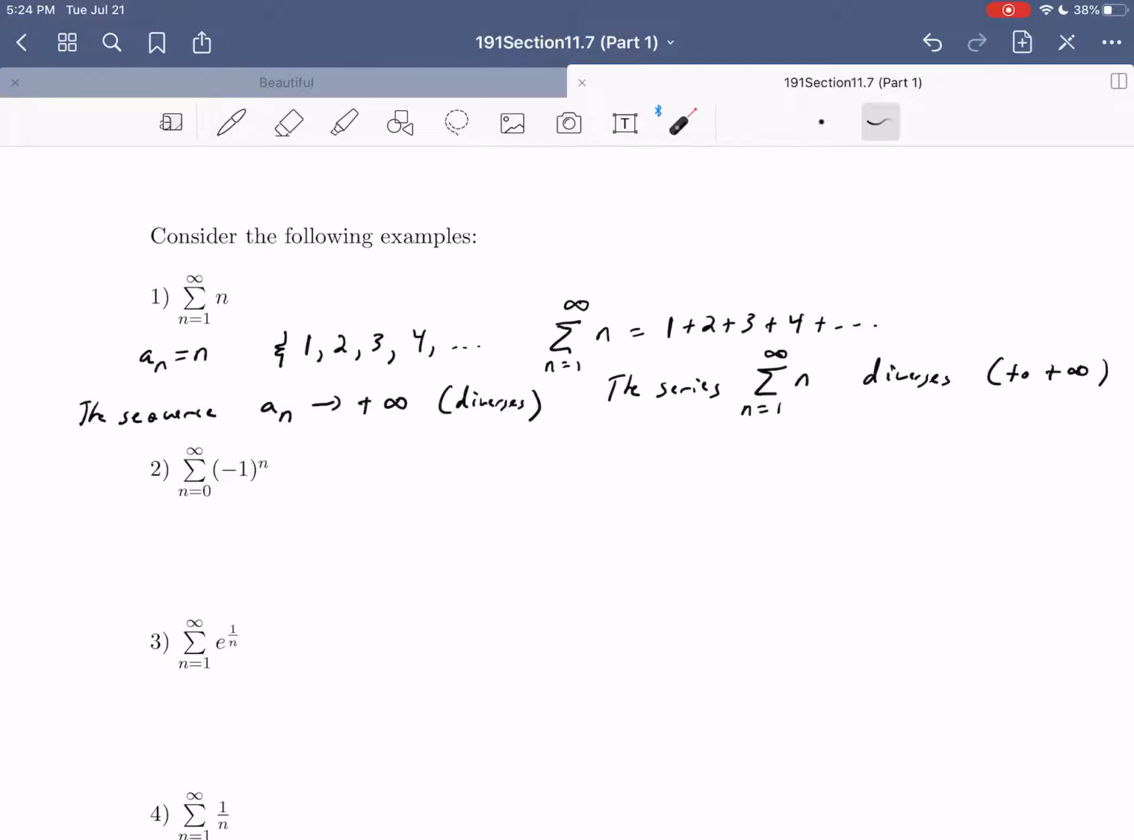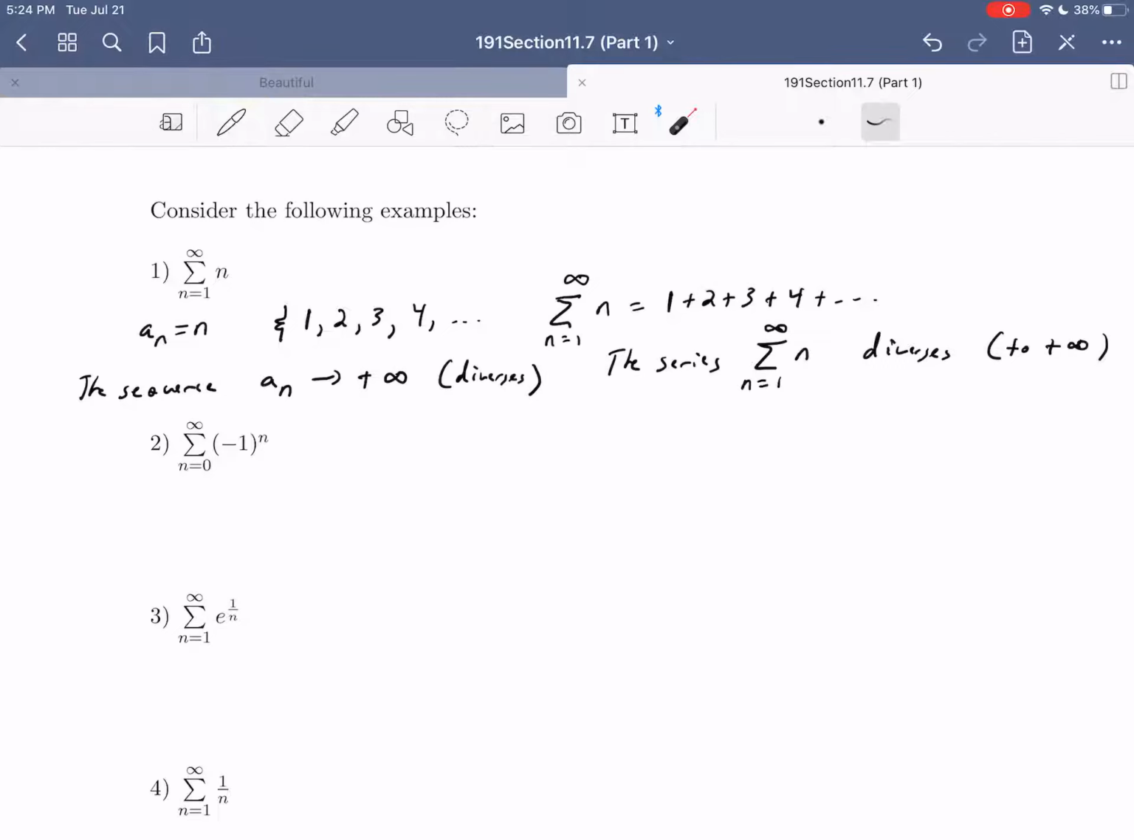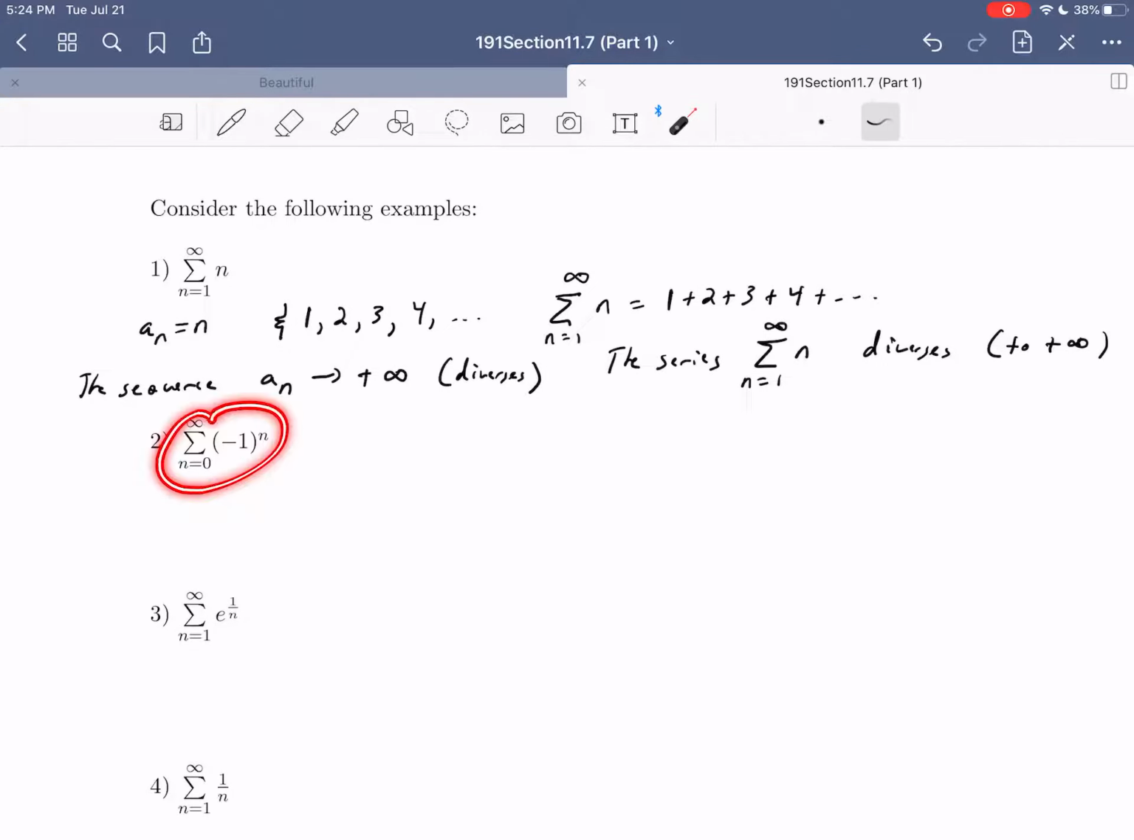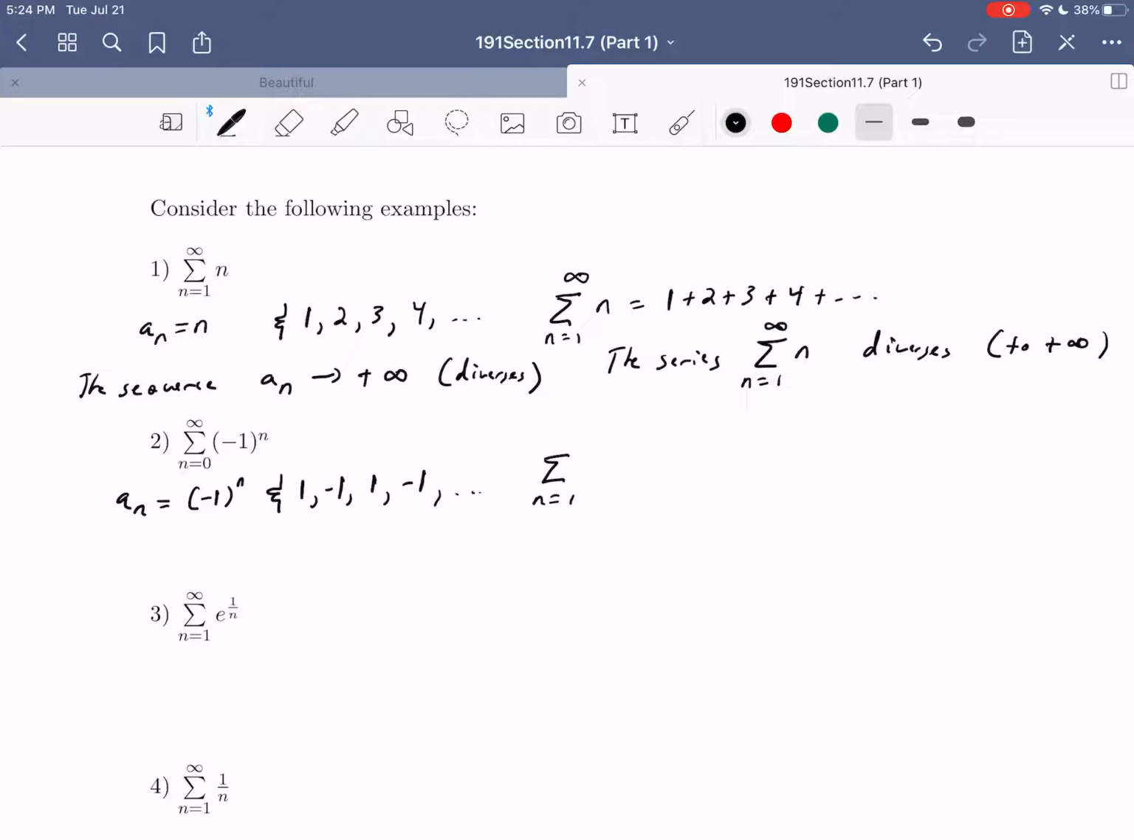All right, let's take a look at our second one here. The second one is an alternating sequence, or in terms of the series, an alternating series. So let's look at the corresponding sequence. Well, it's minus 1 to the n. Since we're starting from n equals 0, the first one would be minus 1 to the 0, which is 1, and then minus 1, and then 1, and then minus 1, and so on. And of course, the sum would be taking 1 plus minus 1 plus 1 plus minus 1 plus dot dot dot.